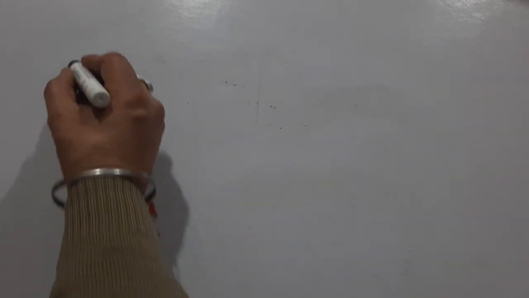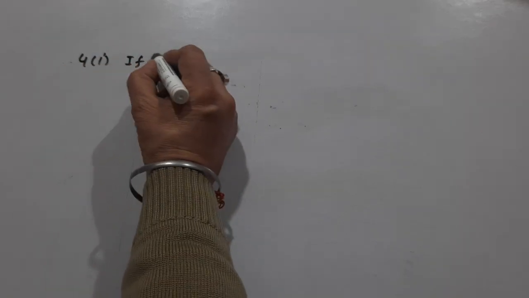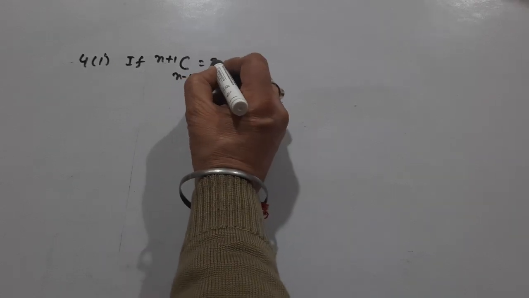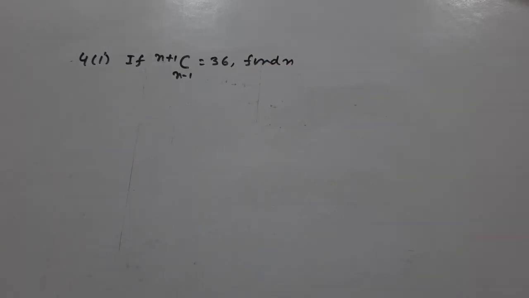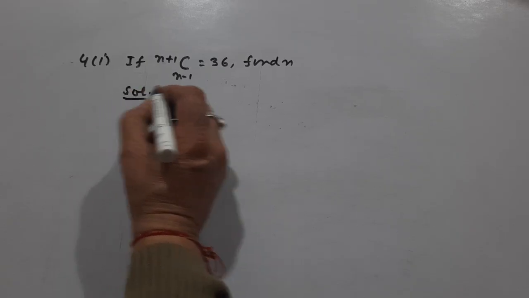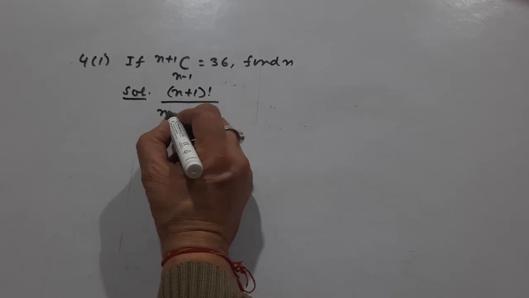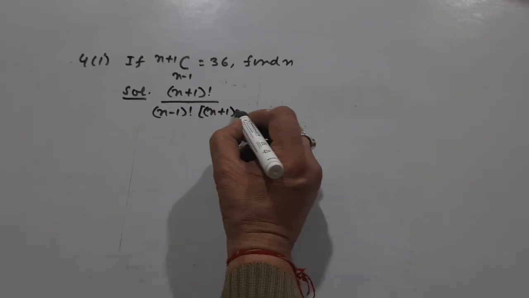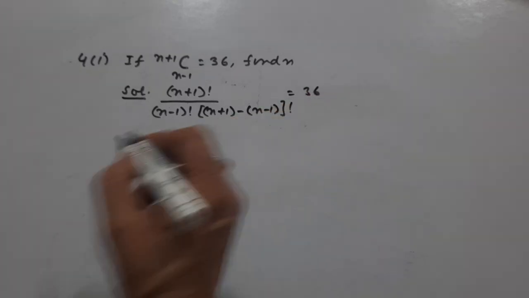Now students, fourth question, first part. Question is, if (n+1)C(n-1) equals 36, then find n. Now let us solve it. Here we use the formula: (n+1)! upon (n-1)! times (n+1-(n-1))! equals 36.